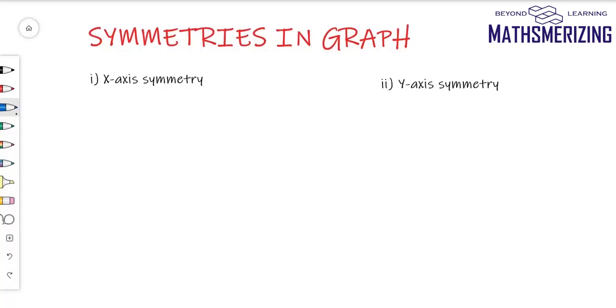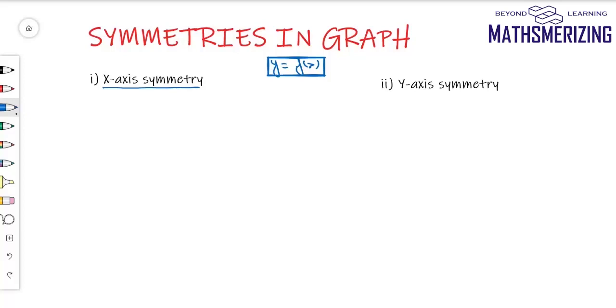In this lecture, we'll discuss symmetries in graph. So a graph may be symmetric about x-axis or y-axis or about origin, or it may have symmetry about x equal to a line. Suppose I'm given a relationship between y and x as y equals f(x), and I need to find whether the graph is symmetric about x-axis.